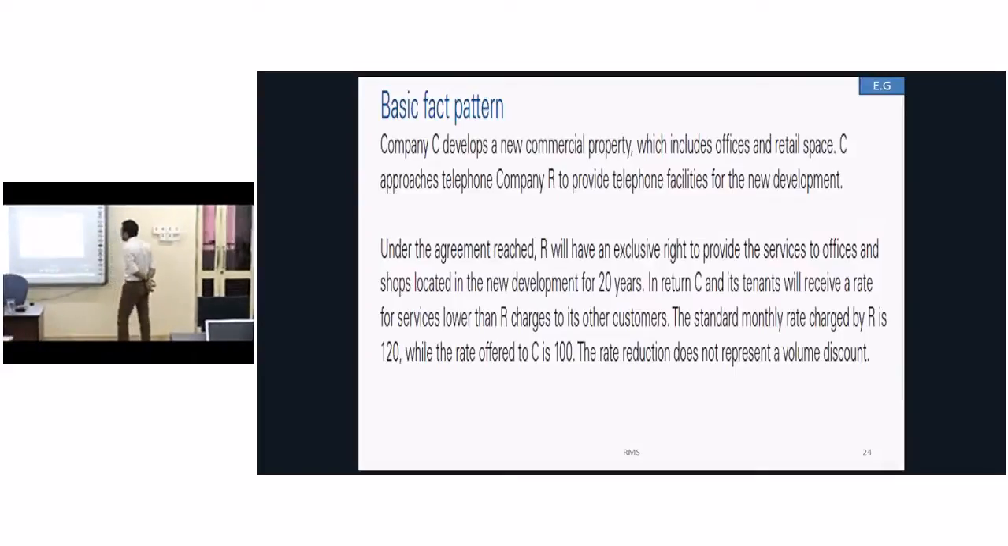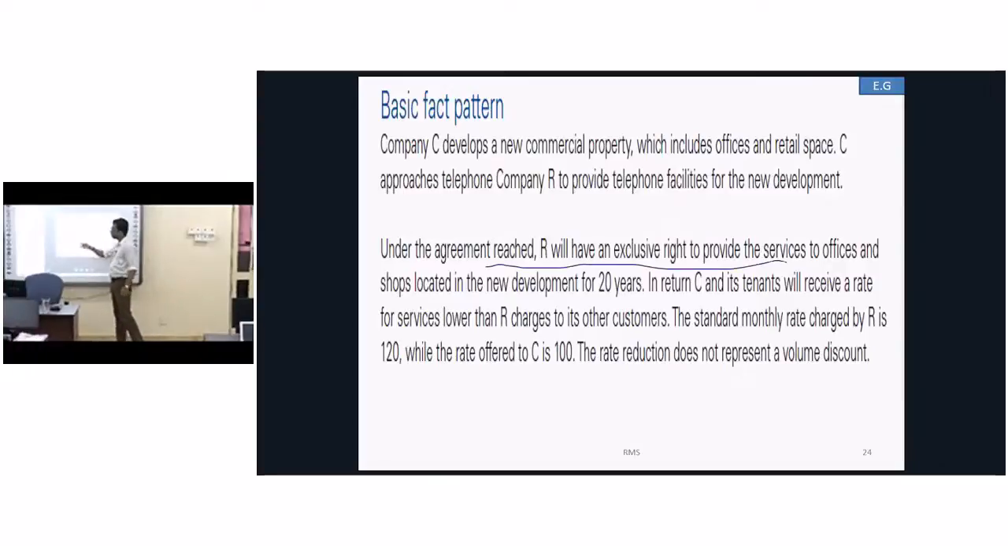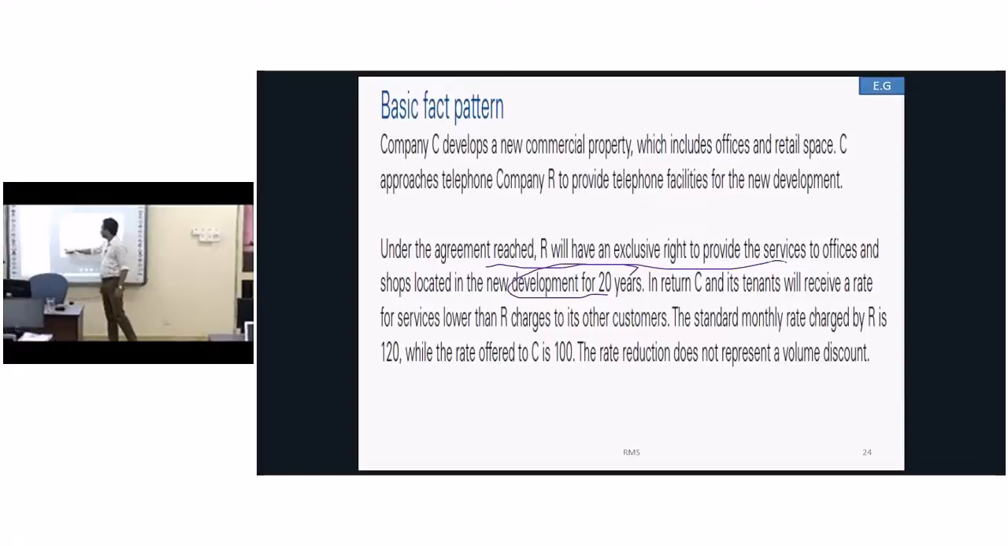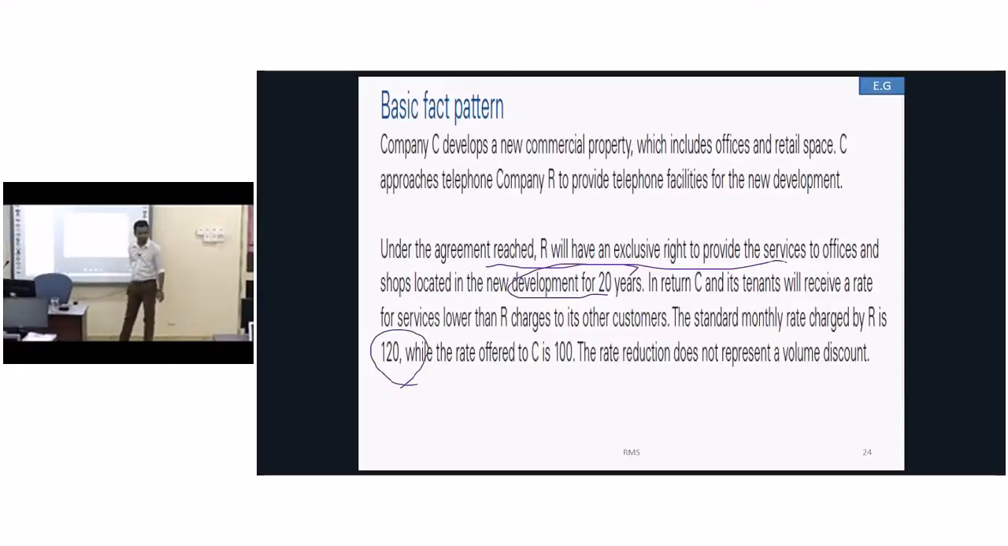They say, look here. R will provide the service for how many years? I missed this fact actually. 20 years. Usual price is 120. But the discounted price offered by this company to C is 100.